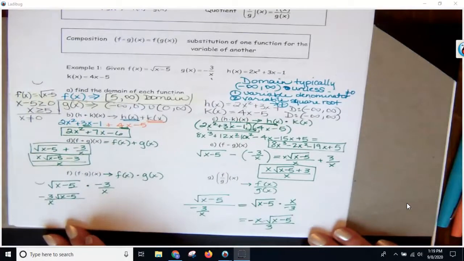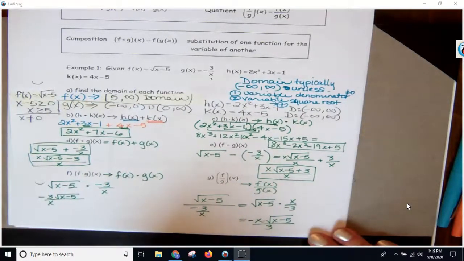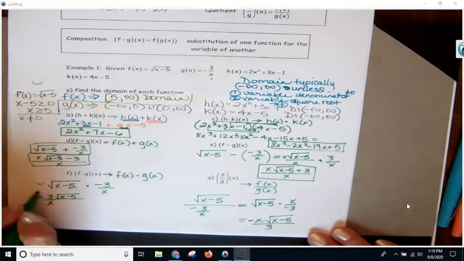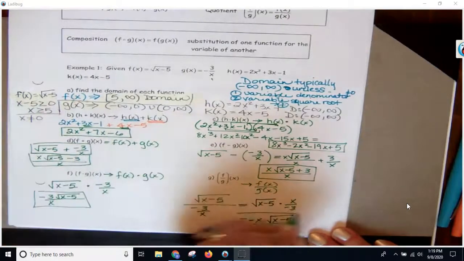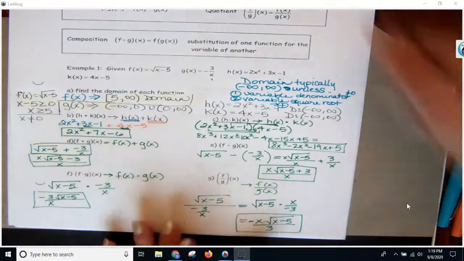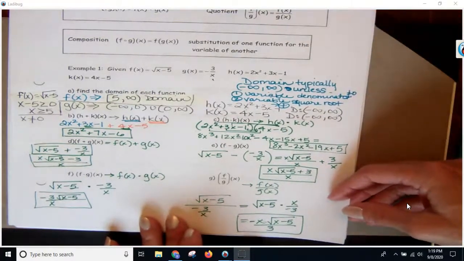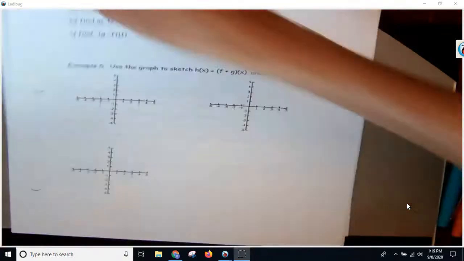Alright, you're just multiplying your numerators, and you've got your denominator. Okay, so we're just really showing how to manipulate those functions. We haven't really done anything other than putting them side by side and working those math problems.